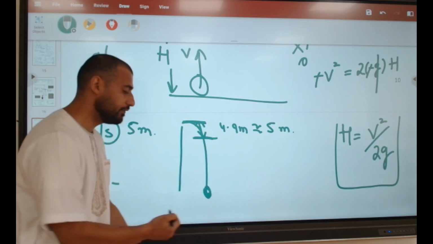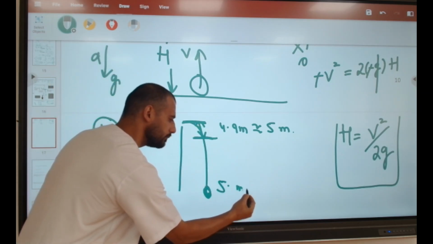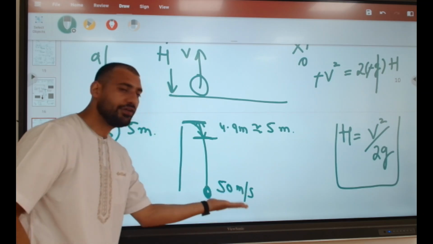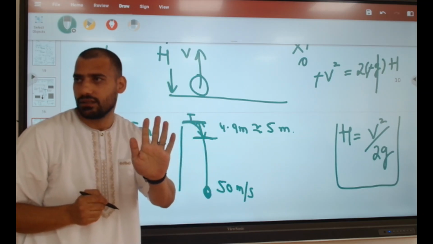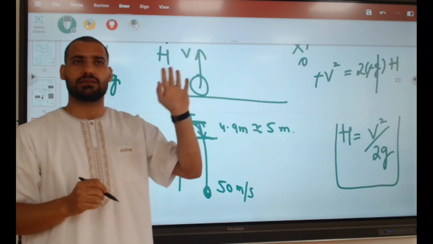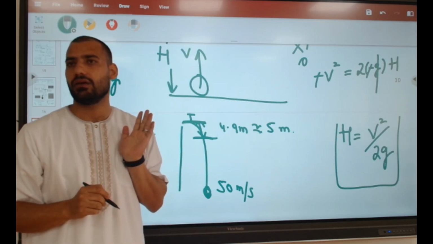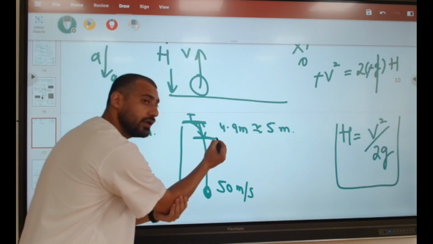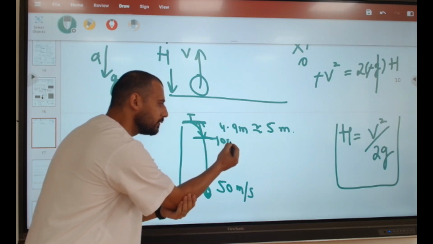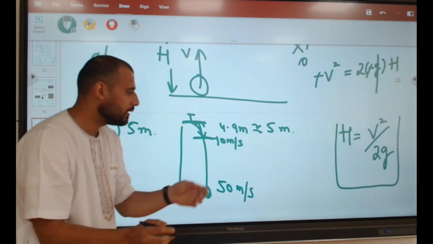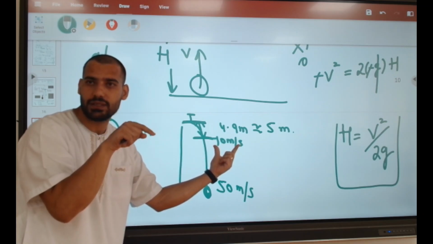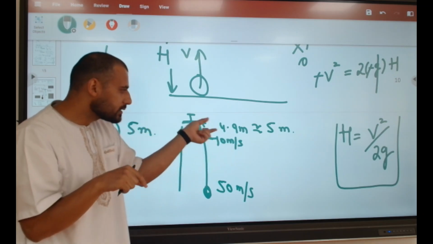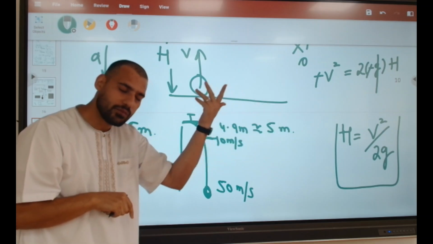If you give 50 here, 50. Yes, very good. If you give 50, it will be here at the top after 5 seconds, isn't it? For example, 4 seconds have passed. What is the speed left at this point? Very good, 10. So can I say in the last second it has only 10 meters per second speed? Isn't it? The distance traveled will again be 5 meters.